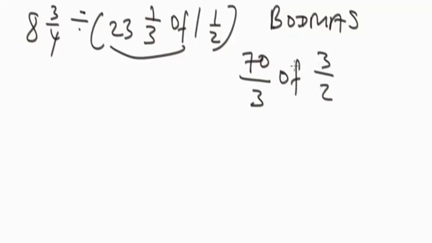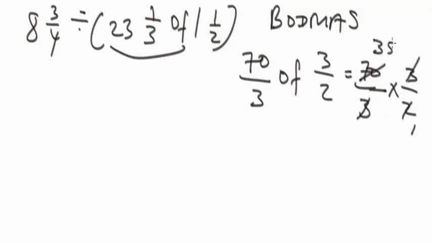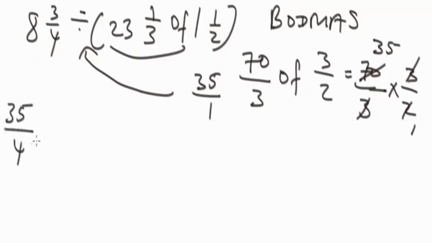Let's remove this of and change it to multiplication. When we remove it, it's going to be 70 over 3 times 3 over 2. So this will cancel, and 2 into 70, we have 35. So we are left with 35 over 1. Let's bring it to this side. We're going to have 8 times 4 is 32 plus 3. We have 35 over 4 divided by 35 over 1.